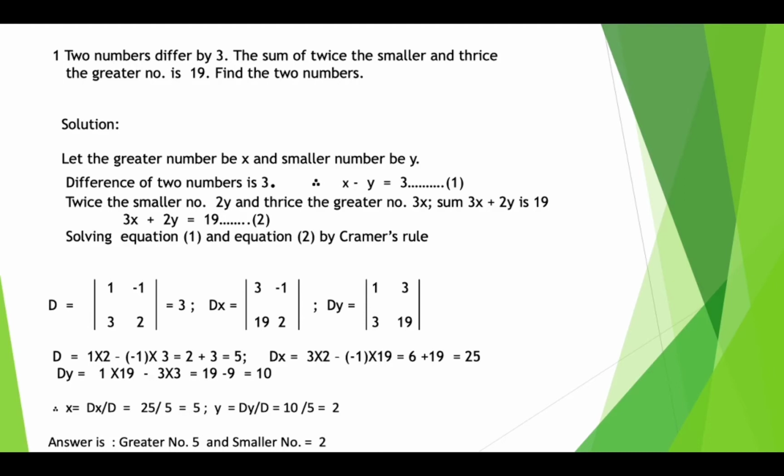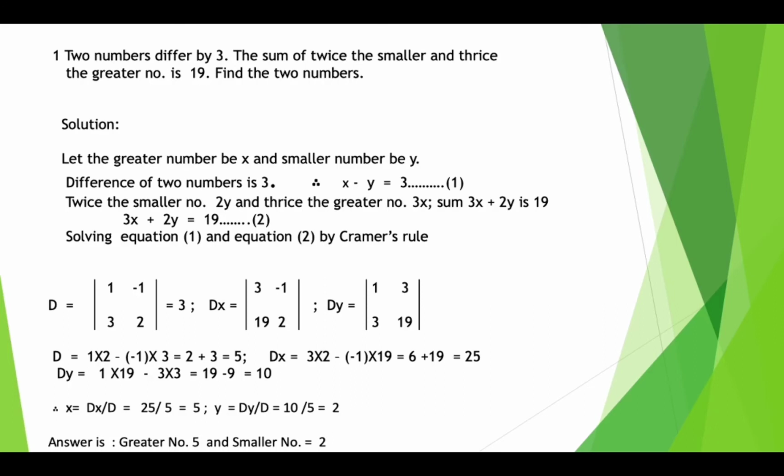Now solving these two equations by Cramer's rule, you have D, Dx, Dy. Solve them. D is equal to 5, Dx is equal to 25, and Dy is equal to 10. So x is equal to Dx by D, which is 25 by 5 is equal to 5. y is equal to Dy by D is equal to 10 upon 5 is equal to 2. So the greater number is 5, smaller number is 2.